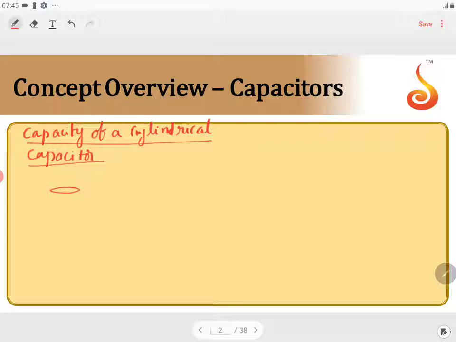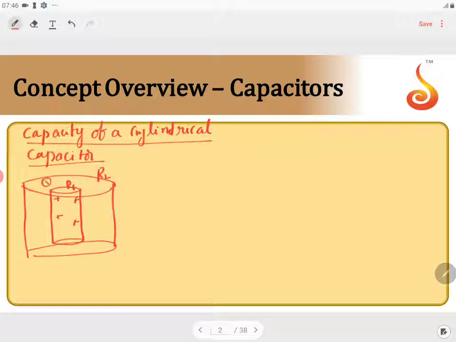Suppose there is a cylindrical capacitor with the inner cylinder of radius R1 and is surrounded by a hollow cylinder with radius R2. Now the charge given to the inner cylinder is Q and the outer cylinder is grounded, and due to induction the inner surface of the outer cylinder will get negative charge.